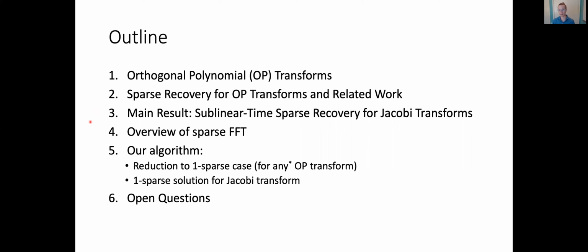So I'll give a real quick overview of the sparse FFT, which is the basis that we're building on to get these algorithms, and then a few more details about our algorithm and the problems that arise when trying to generalize the FFT. Okay, so that's the plan. So let's get started with orthogonal polynomial transforms.